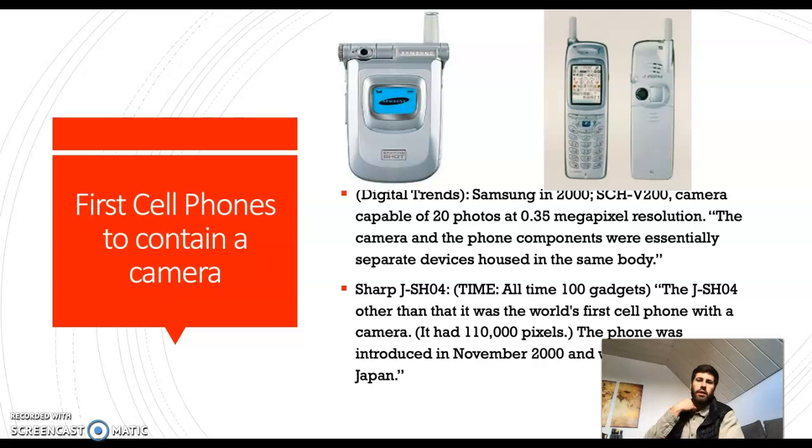And I like that quote because it really shows that 20 years ago, so 2 decades ago, they were still kind of figuring out how they're going to make this work. Yeah, they made it all into one shell in the same body, but it's still two separate entities. Another one of the pioneering phones that was one of the first to contain a camera was the Sharp J-SH04, which I found on a Time list of all-time 100 gadgets. It was kind of comparable in terms of picture quality, but that was only available in Japan.